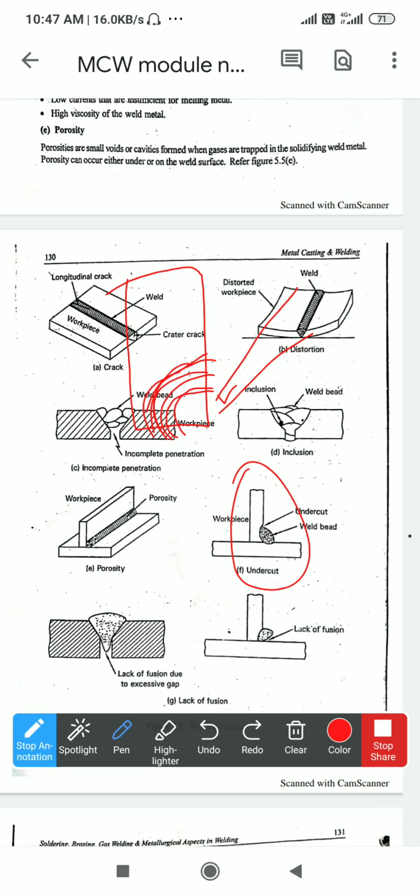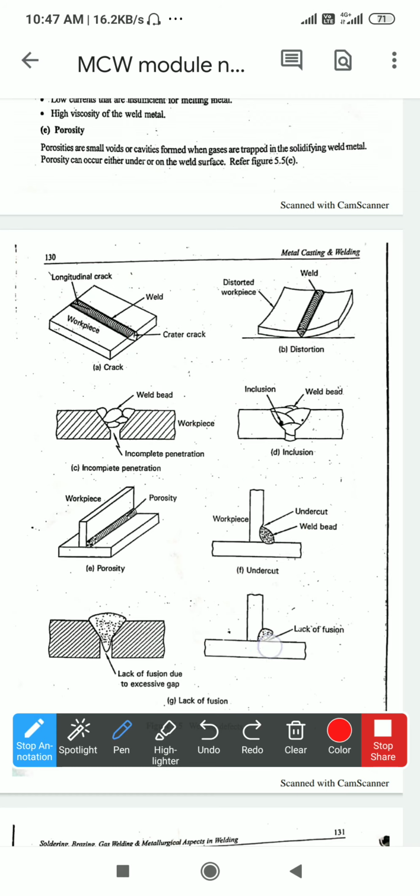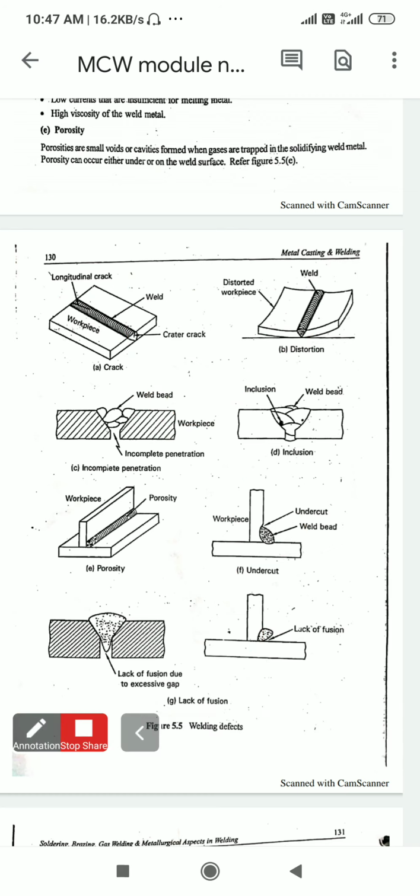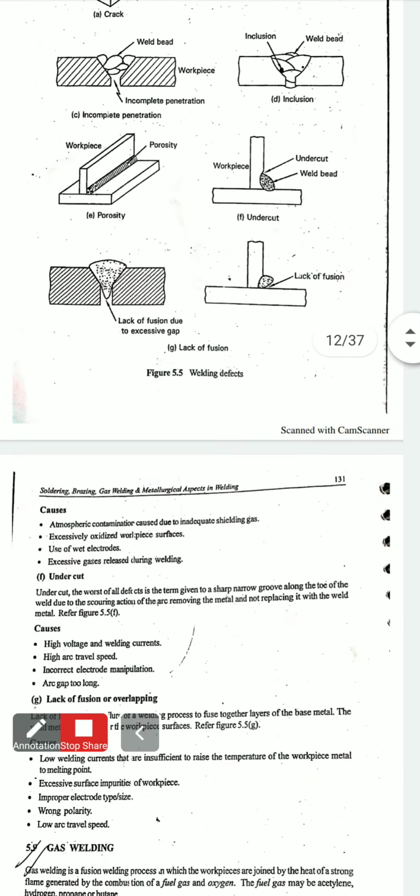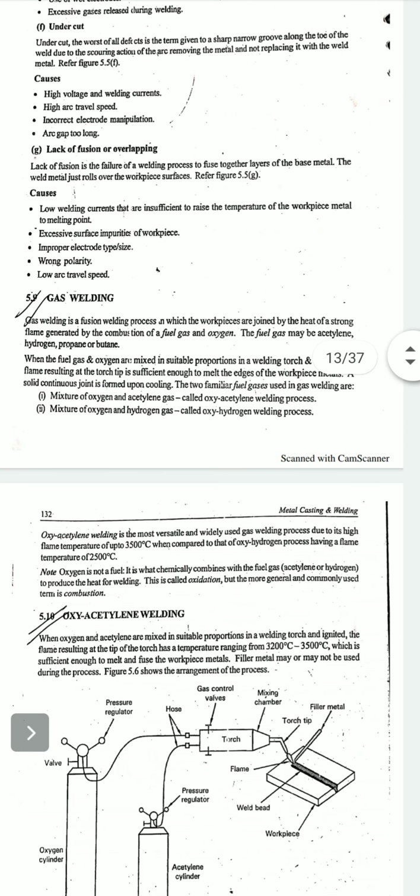Now you can see the lack of fusion. What does lack of fusion mean? You can see over here there is a gap; only this part of the material is not mixed with the electrode or with the other part. For that reason, the metal is deposited on only one side and the other part is not deposited. This type of defective joint is called lack of fusion.